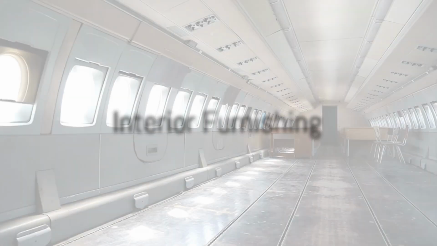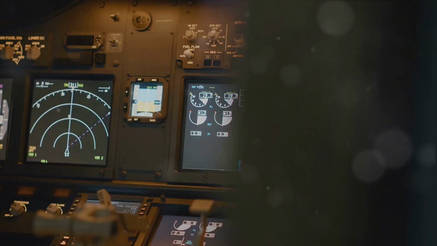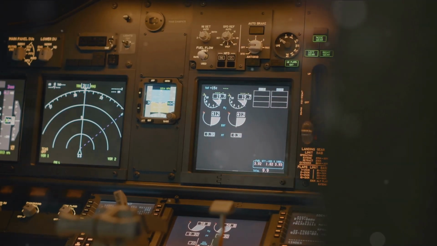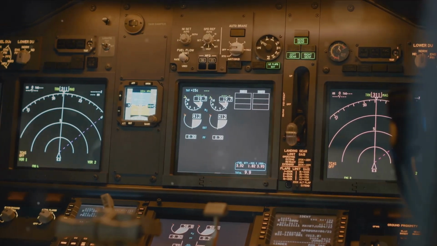The airplane, however, is more than just a shell. The interior is furnished with seats, storage compartments, and the cockpit. The cockpit, a marvel of modern engineering, houses hundreds of controls and instruments, each playing a vital role in the plane's operation.